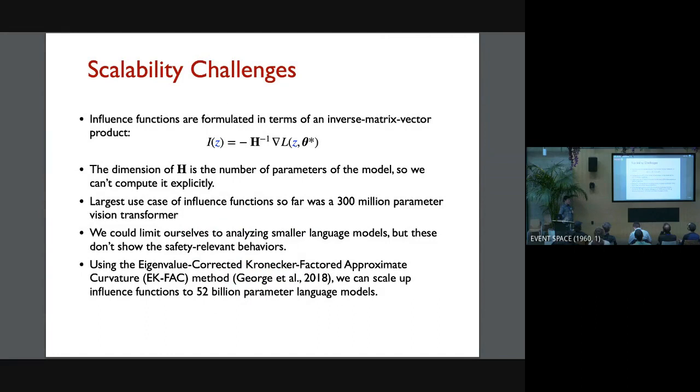as you know if you've tried to work with natural gradient or something like that. So there are various iterative methods people apply, and as far as I know, the largest one reported in the literature was for a 300 million parameter vision transformer. But language models that size don't tell us that much. Fortunately, we can take Hessian approximations from the optimization literature, in particular the EKFAC algorithm, and use that to scale up influence functions to 50 billion parameter language models.